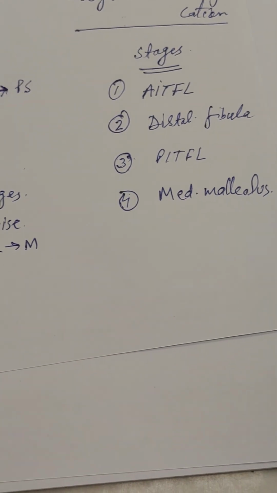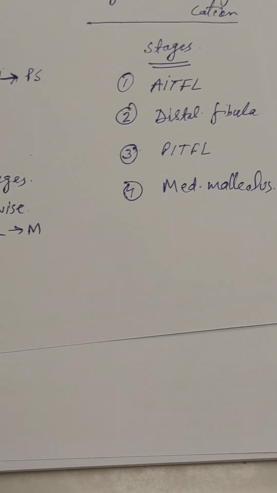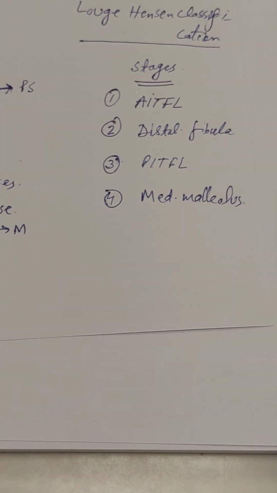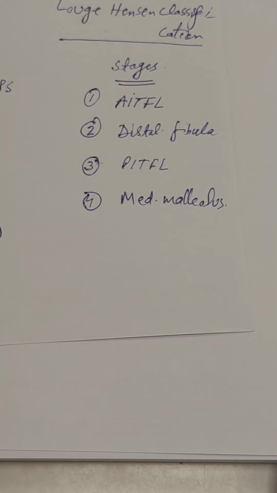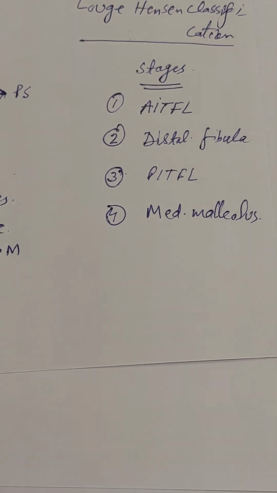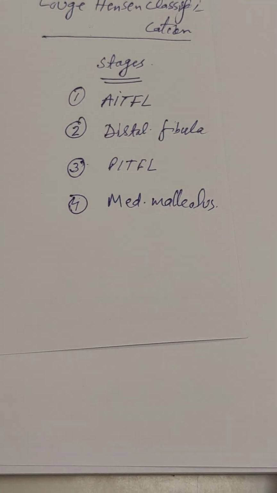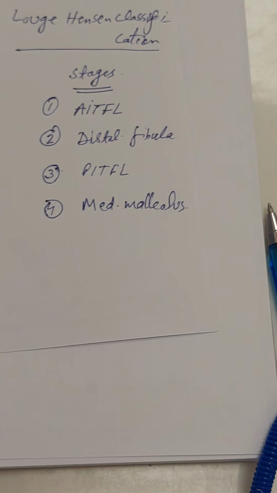Now these are the 4 stages, and the hallmark of this is short oblique fracture of the lateral malleolus, which can be seen on the lateral view with a posterior spike.